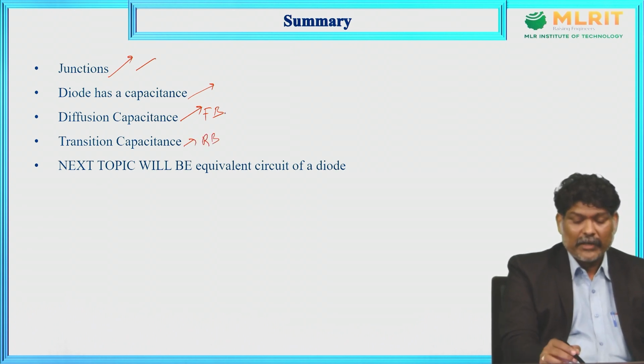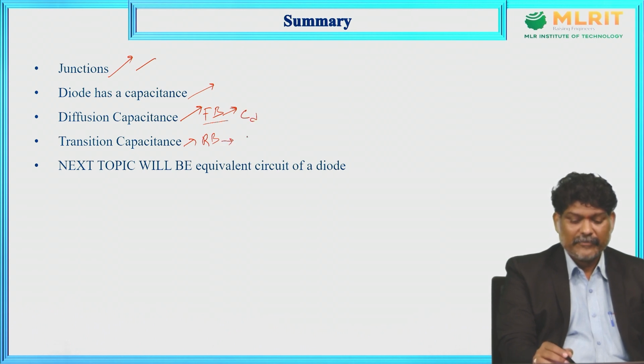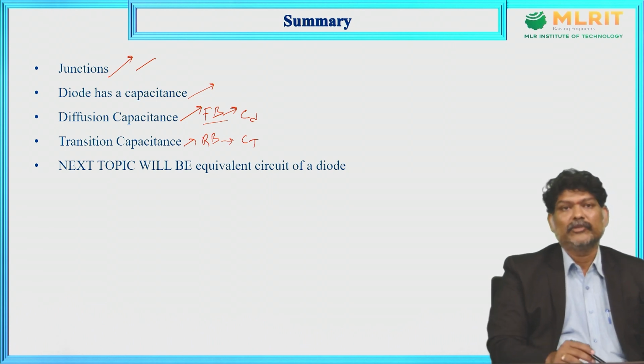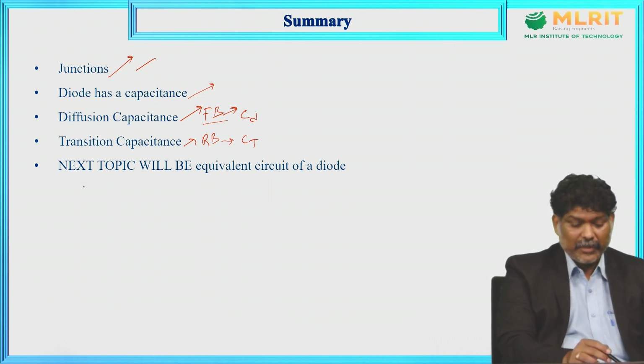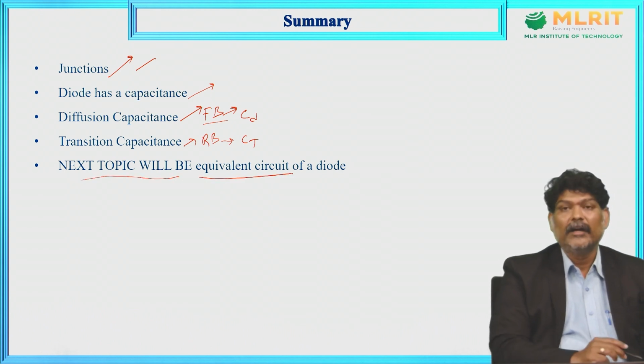We have discussed the expressions for these, and we have derived the expression for the diffusion capacitance CD and for the transition capacitance. If time permits, we will do some numerical problems in the next session. Otherwise, we will continue with the next topic, equivalent circuits of the diode.